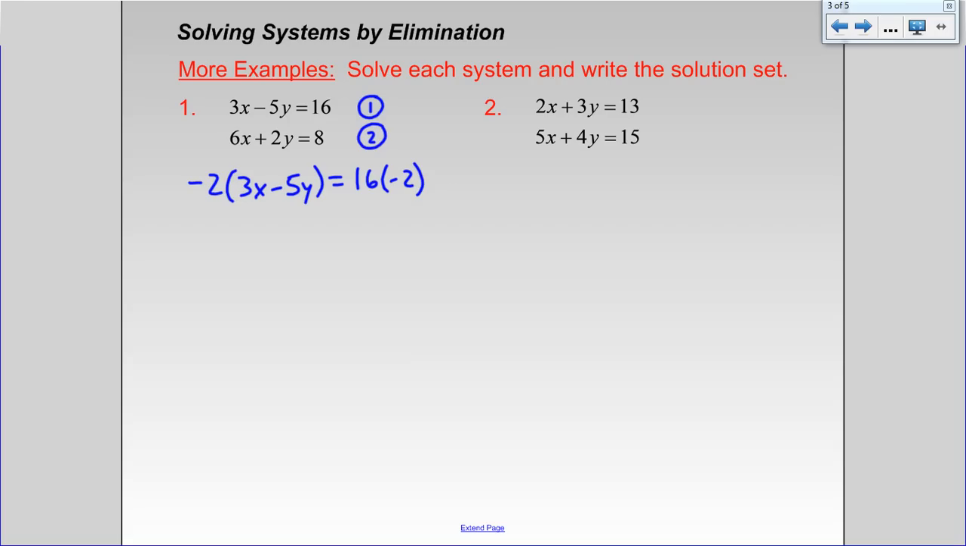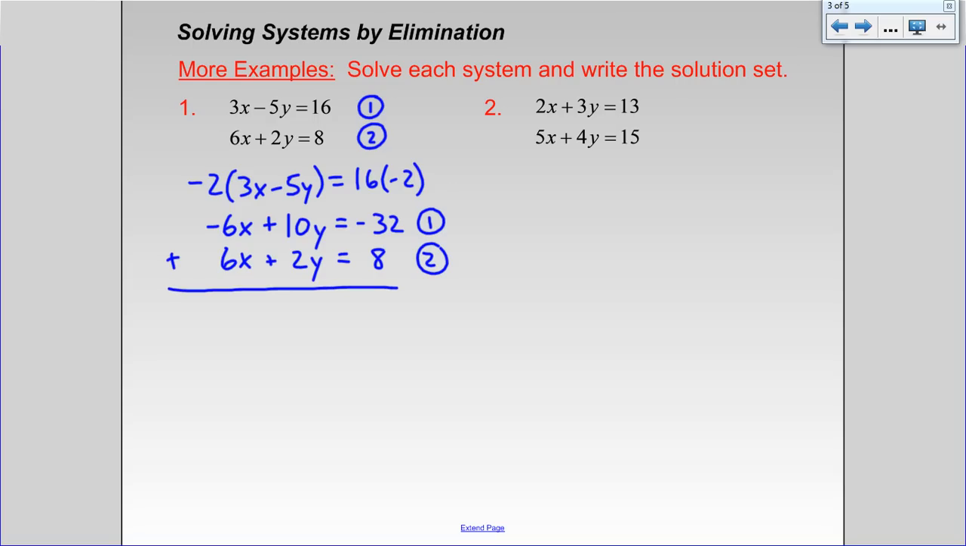And if we multiply by negative 2 on both sides, we obtain a new version of equation 1, negative 6x plus 10y equals negative 32. Notice that as we compare to equation 2, we now have opposite coefficients for our x terms of our two equations. And we can now apply the elimination method by adding both equations to eliminate the variable x. So our new equation is 12y equals negative 24. Solving for y, we obtain y equals negative 2.